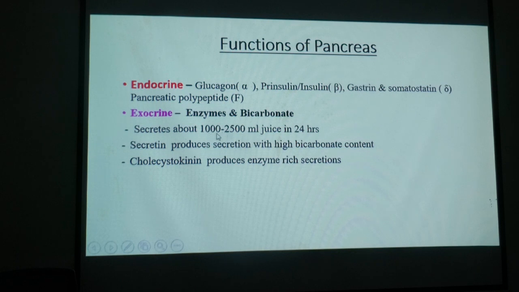Average secretion is about 1 liter to 2.5 liters, and secretin produces secretion with a high bicarbonate. I told you about the stimulus in the other classes, and cholecystokinin produces enzyme-rich secretions, and these are seen during experimental observation. We give an injection of secretin or cholecystokinin, and that will produce a secretion which will be high in bicarbonate and enzyme rich, isn't it? Because then we have to collect that from the pancreatic duct, we have to collect the specimen.